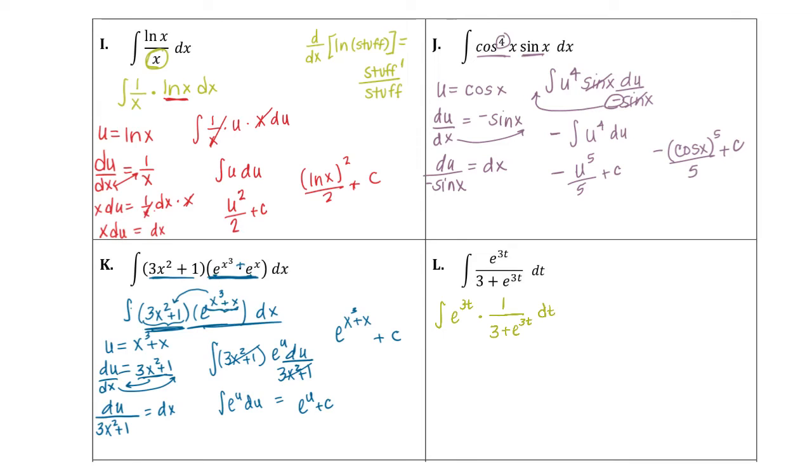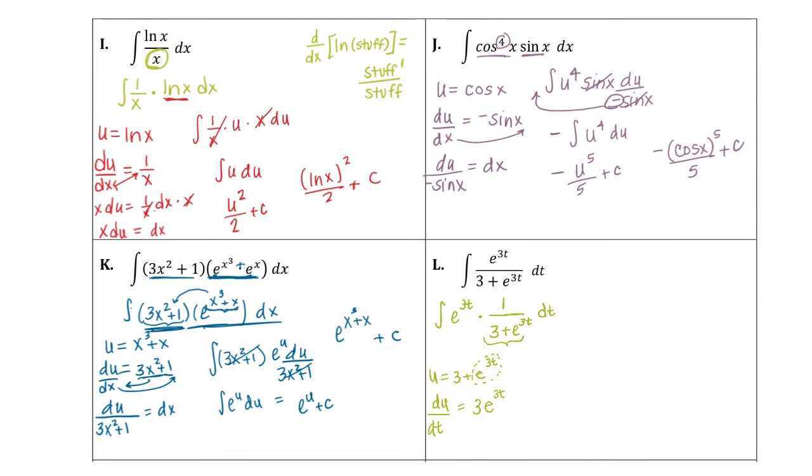And so I would let the more complicated portion, this denominator, let's let that be our U-substitution. So I'm going to say U equals 3 plus e raised to the 3t. And so if I do my derivative of u with respect to t, that's going to give me, well, we've got to do the derivative of e to the 3t, which is the derivative of the exponent times the original term.